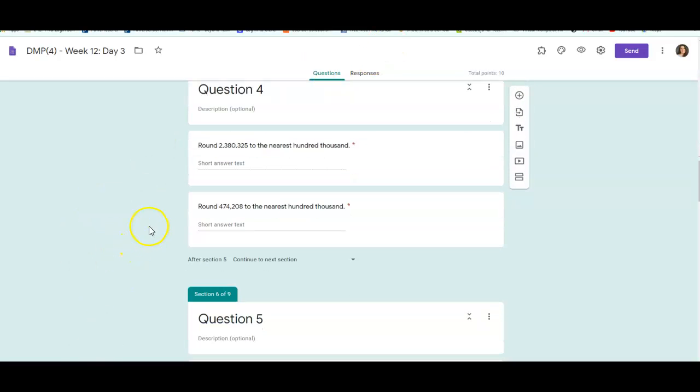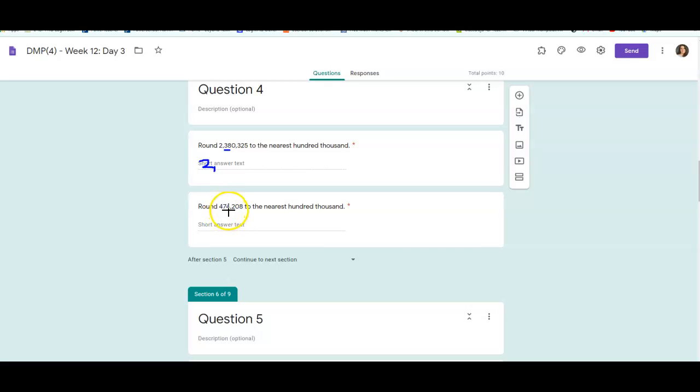Moving right along. We are now rounding a really big number, 2,380,325 to the nearest 100,000. So first thing, let's go with our order of numbers. We go ones, tens, hundreds, 1,000, 10,000, 100,000. So I'm looking at the 3, and what number am I looking to the right of? So my first number, if you recall, we're not rounding to the millions place, we're rounding to the 100,000s place. So is the 3 going to stay a 3 or is it going to become a 4? Same thing for this number.